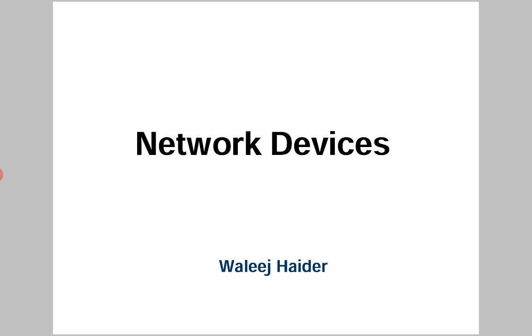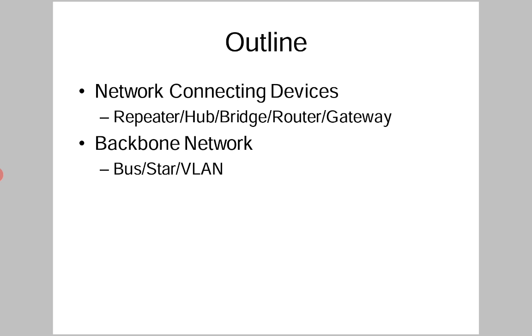So, as we know, what are network devices? These are why we are using network devices. Network connecting devices means connecting any device to a network or connecting one network to another network. We may require repeaters, hubs, bridges, routers, and gateways. There are 5 types of network devices: repeater, hub, bridge, router, gateways. Similarly, backbone network devices like bus, star, VPNs.